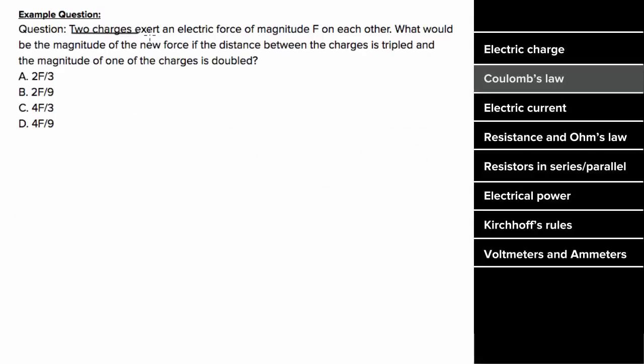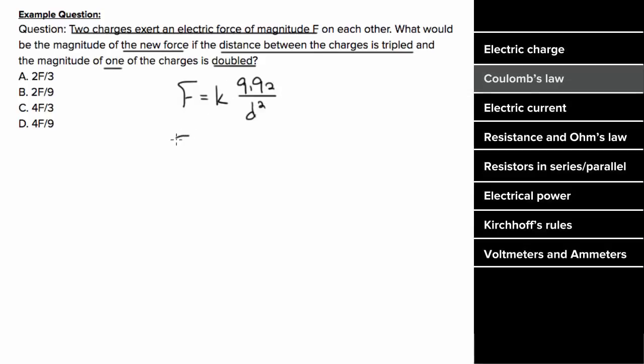Let's say two charges exert an electric force of magnitude F on each other. What would be the magnitude of the new electric force if the distance between the charges is tripled and the magnitude of one of the charges is doubled? Well, we know the formula for Coulomb's law says that the force between two charges is the electric constant times one of the charges times the other charge divided by the distance between them squared.